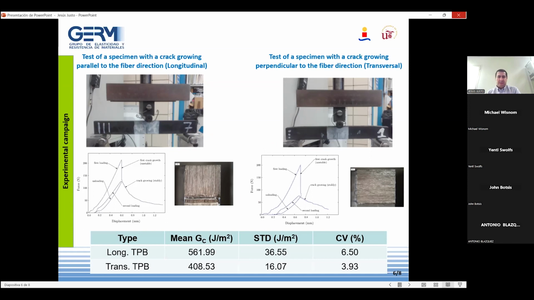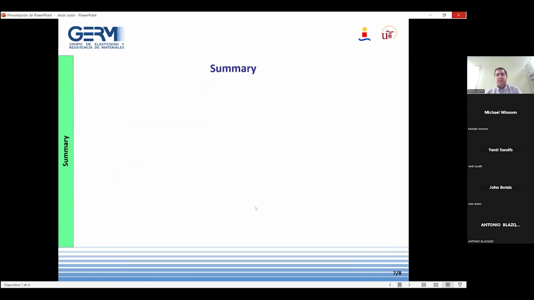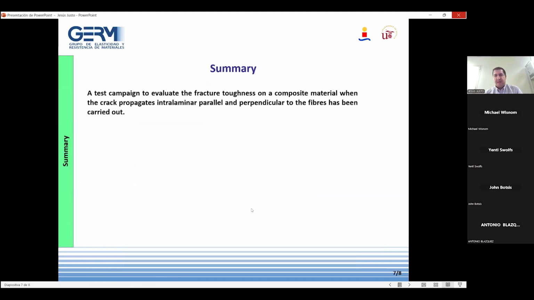This is a table with the mean values obtained for several coupons. The dispersion obtained is very small. We were happy with this. And we can see that in the case of the longitudinal, the fracture toughness obtained, notice that these are not universal values, these are only related with this three-point bending test, the longitudinal one is 561, and the transversal one, 408. It's small.